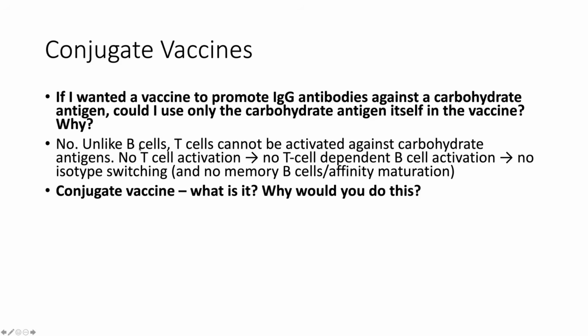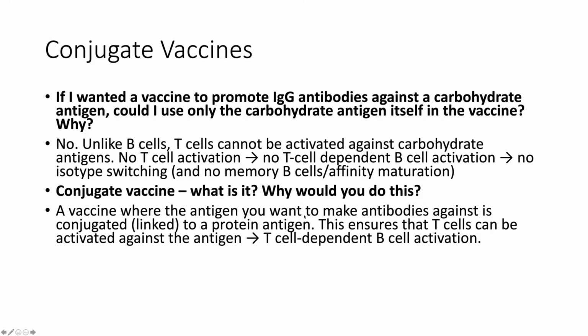So if I use T cells to activate B cells, what's the advantage of that? So now you have T cell dependent B cell activation, right? If I have T cell dependent B cell activation, what advantages does that confer? Isotype switching, memory B cells, and affinity maturation. Yes. So the general idea is that you add the protein on in order to be able to activate T cells.